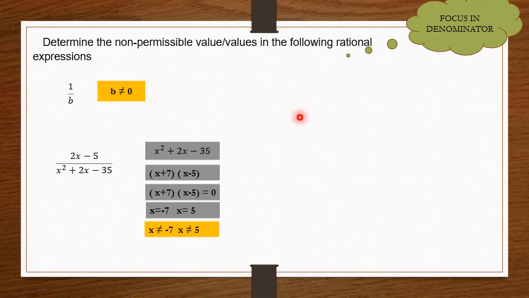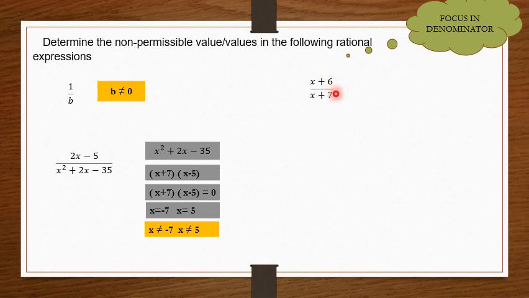Next. So this is the final answer: x not equal to negative 7 and x not equal to 5. Why? Because when this one becomes negative 7 and 5, when we substitute here, then the denominator becomes 0. So these are the non-permissible values, because they are two numbers.